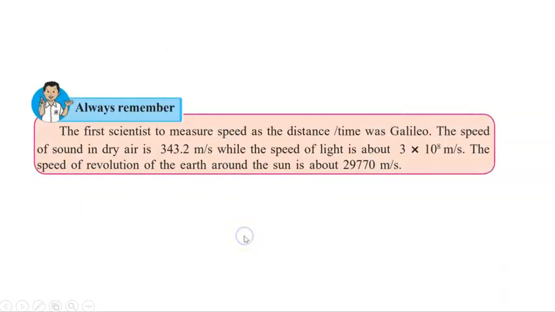Okay. Now the next. Always remember, the first scientist to measure speed as distance upon time was Galileo. The speed of sound in dry air is 343.2 meter per second, while the speed of light is about 3 into 10 raised to 8 meter per second. The speed of revolution of Earth around the Sun is about 29,770 meter per second. हे तुम्ही लक्षात ठेवू शकताय.